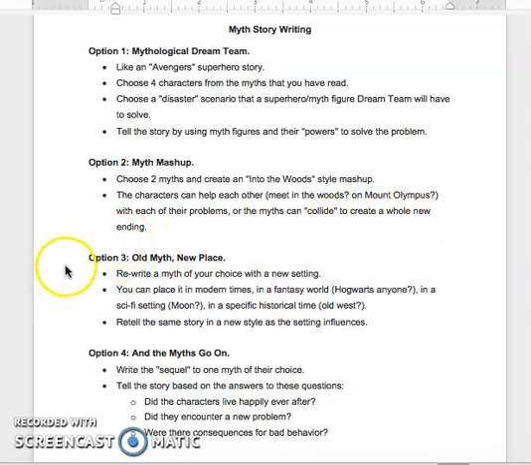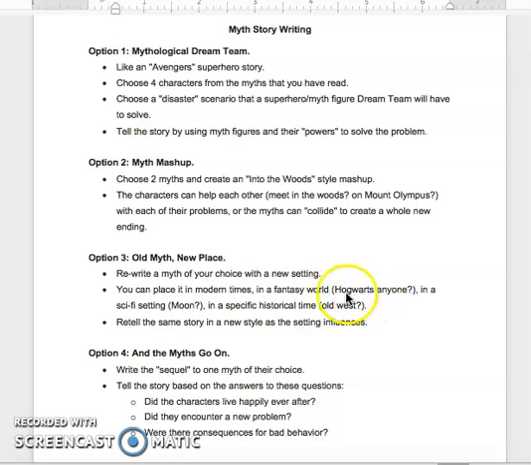For option 3, you may write a story in which you reframe an old myth and rewrite it with a new setting. Old myth, new place. Rewrite a myth of your choice with a new setting. You can place it in modern times, in a fantasy world, such as Hogwarts.